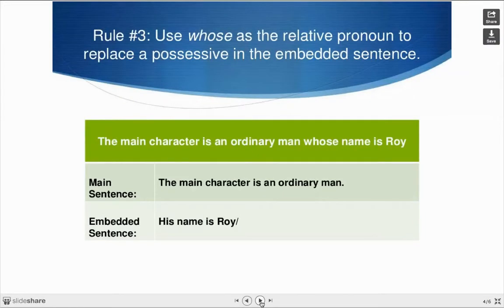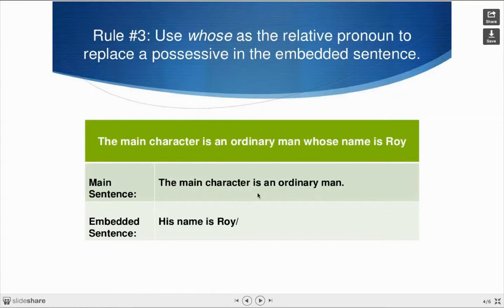Okay, whose. This is the third rule we're going to look at. We use whose as the relative pronoun to replace a possessive in the embedded sentence. So, the main character is an ordinary man whose name is Roy.